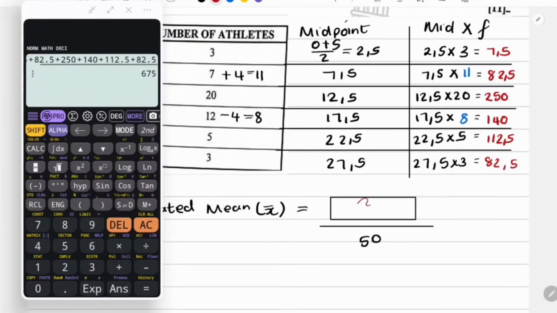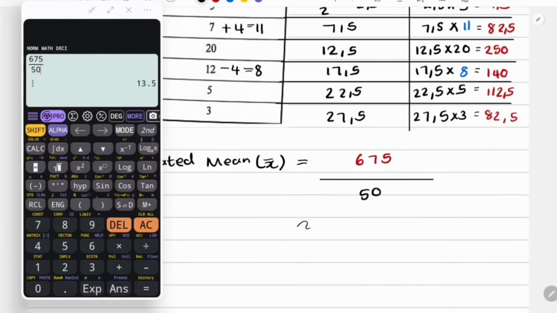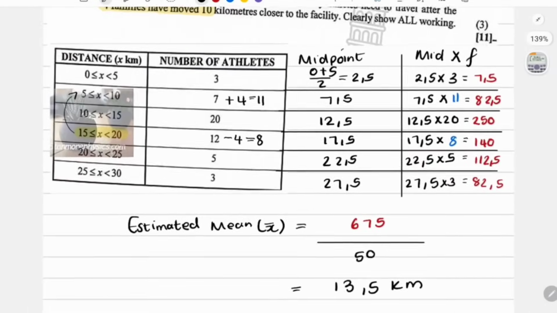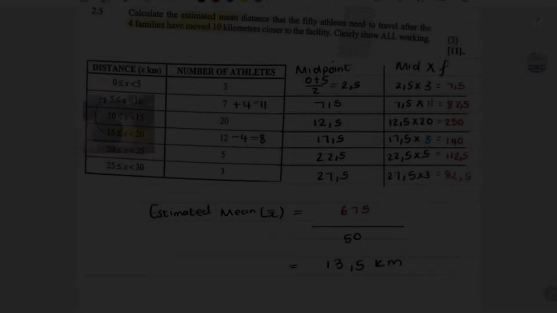And when we add that up, we get 675. Okay, so we're really just going to say our 675 divided by 50 to find our mean. And our mean is 13.5 kilometers. So that is our answer for the estimated mean. And that is it for question 2, which is a total of 11 marks.